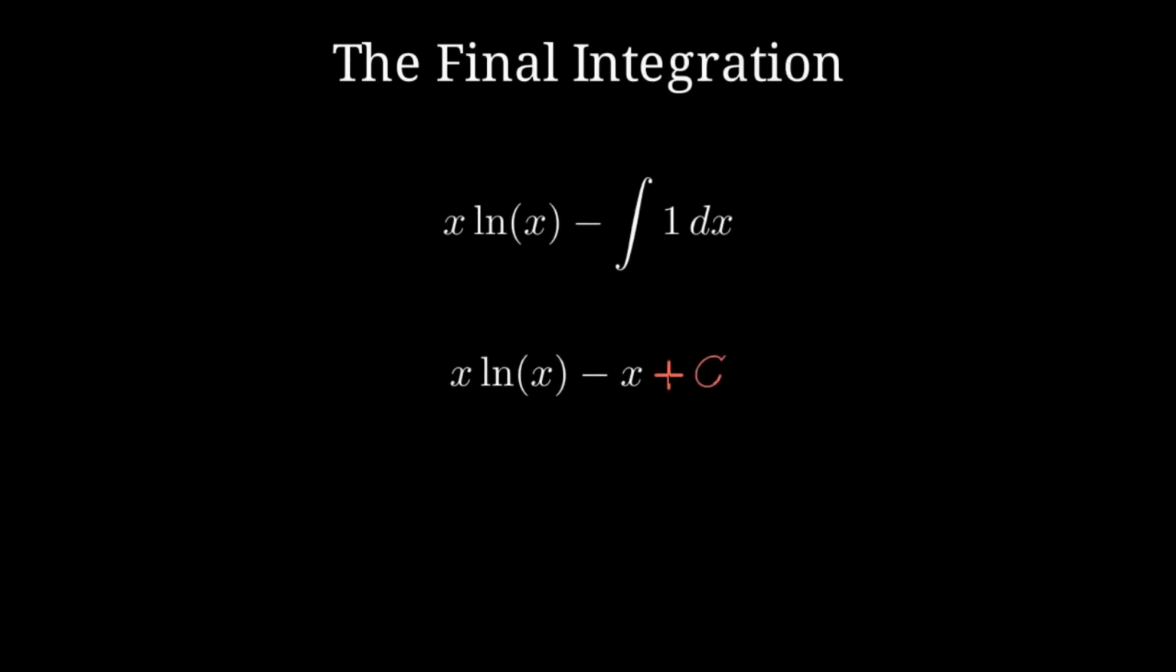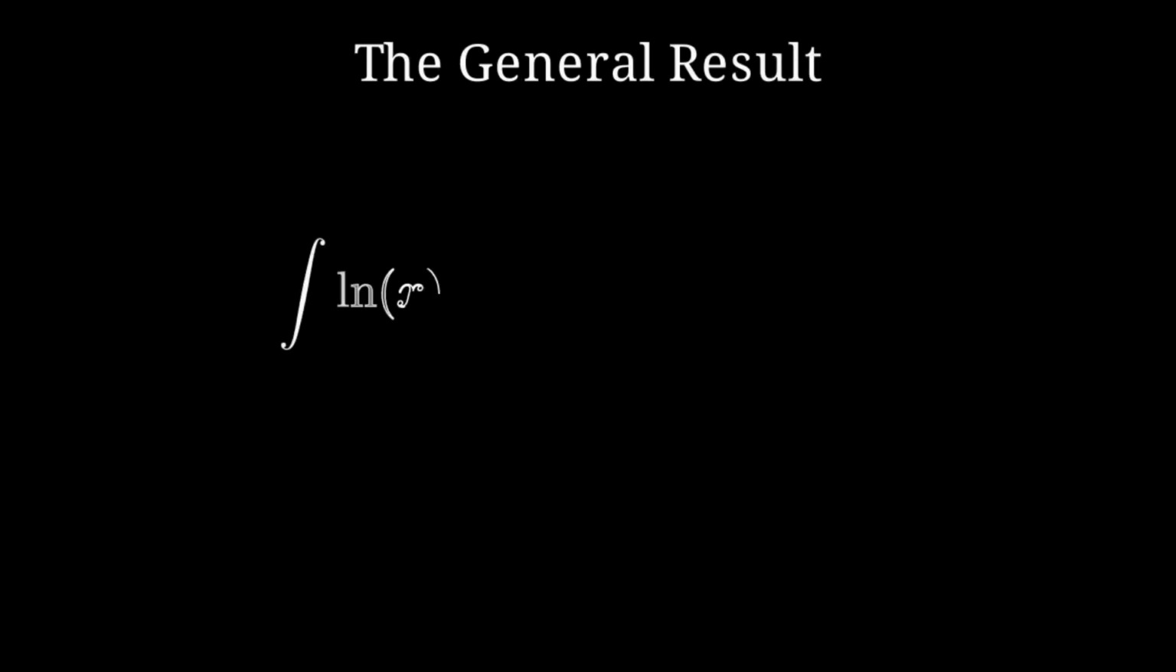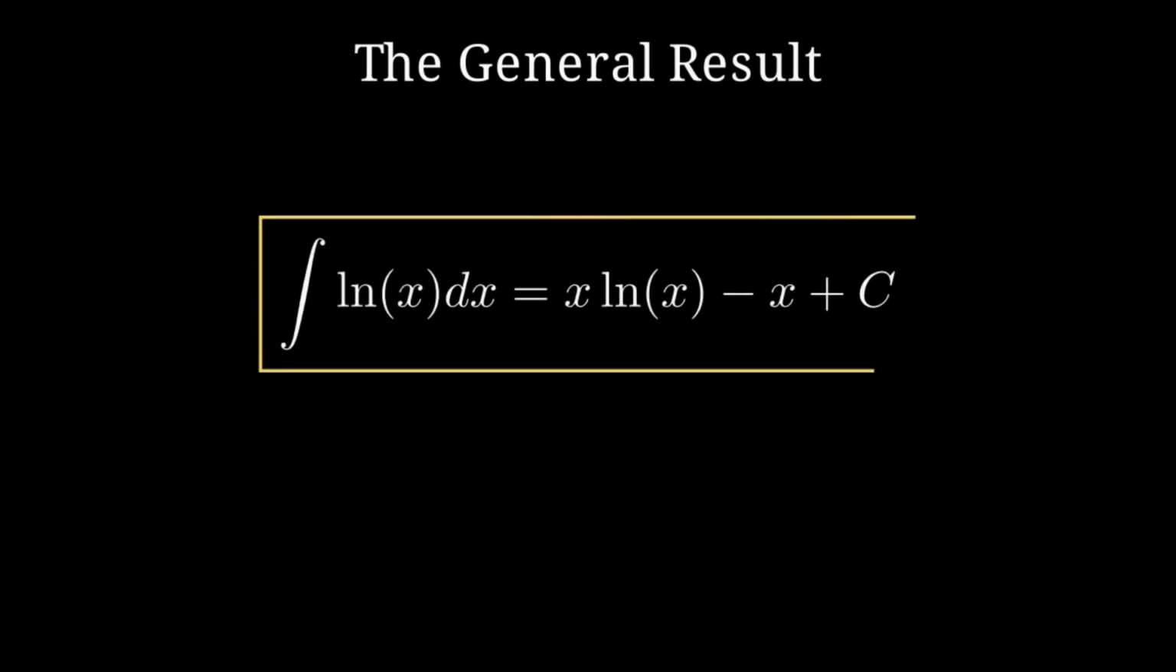The integral of 1 is simply x. When we subtract this from our first term, we get x ln x minus x. Finally, we add the c, the constant of integration, to represent the entire family of possible antiderivatives. We have successfully found the integral of ln x. It can be written as x times ln x minus x, or more elegantly by factoring out the x. This result is a standard tool in calculus used in many advanced physics and engineering problems.